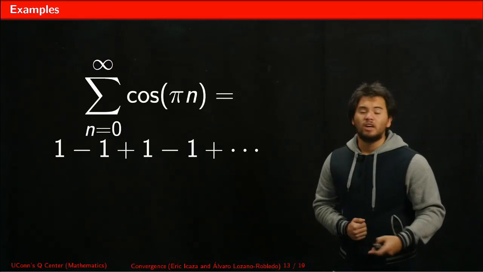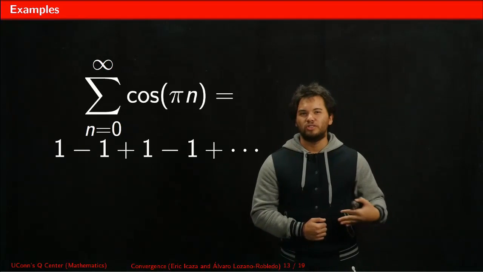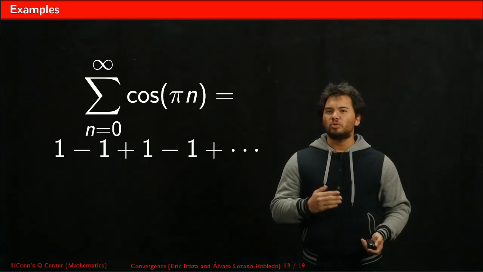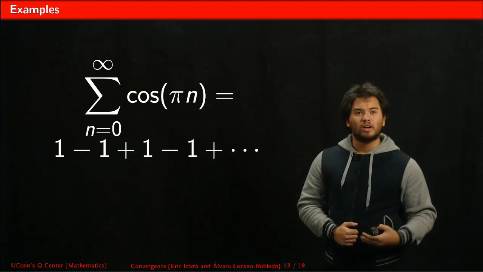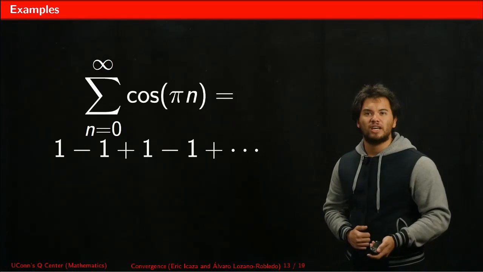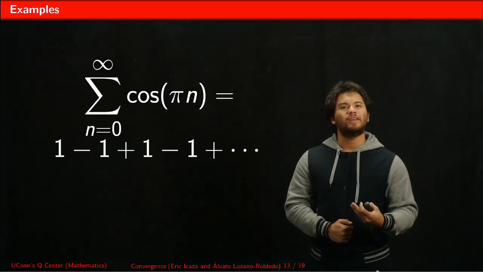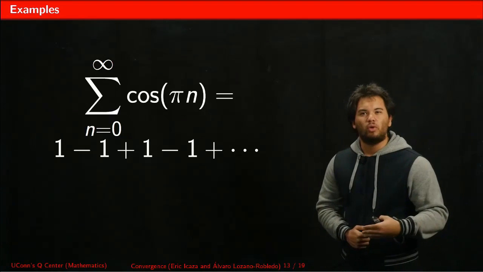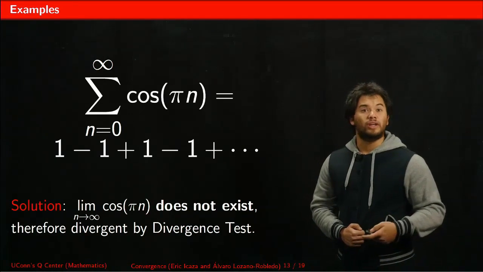Now something like this, we can't say that this is going to converge. It might look like it's going to approach 0 because the terms are canceling out. However, it's also alternating between 1 and negative 1. In order to prove whether or not this series converges or diverges, I would use the divergence test. The divergence test will allow us to show that this series, in fact, will diverge. Because if we take the limit as n approaches infinity of cosine pi n, we're going to be alternating between 1 and negative 1. This is not equal to 0, therefore, this series will diverge.